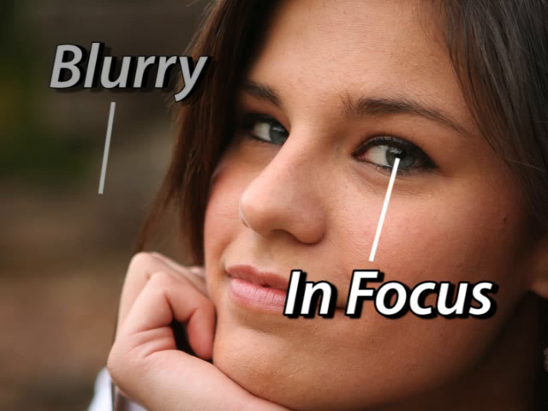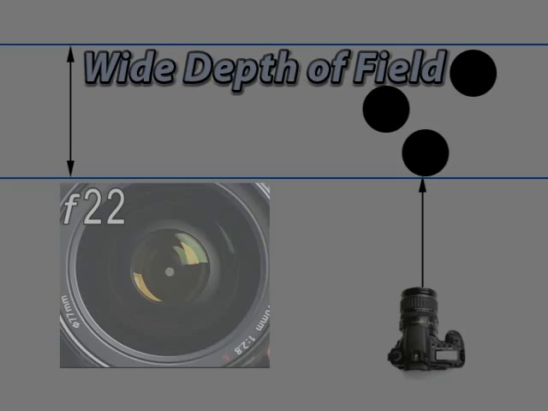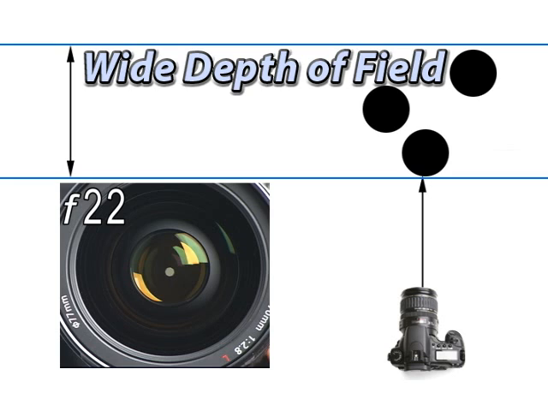The interesting thing about apertures is the thickness of this wall depends on the size of the aperture. And the rule is this: the wider the aperture, the thinner your depth of field, or the thinner this wall of focus. Now, the smaller your aperture, the thicker the wall.